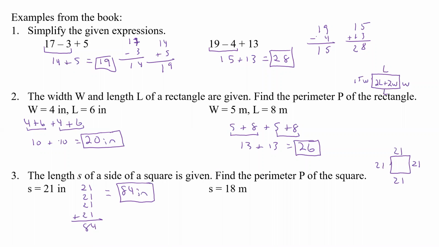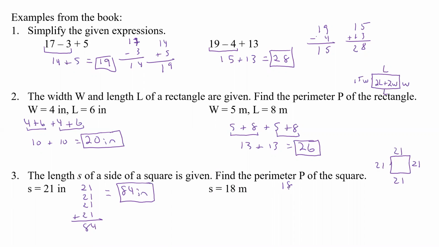We could have also taken 21 times 4 if we wanted to do that, but we haven't really got to the multiplication yet, so this is probably a good way to do it. But what's really happening is you're adding those 4 together, and so we're taking 4 times that and getting our perimeter.